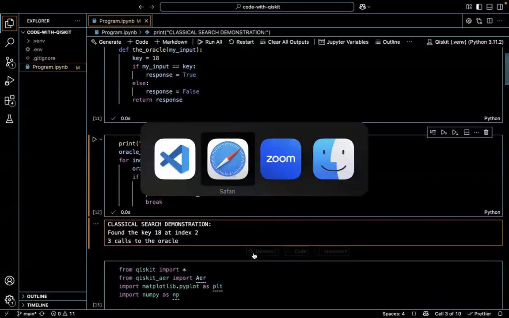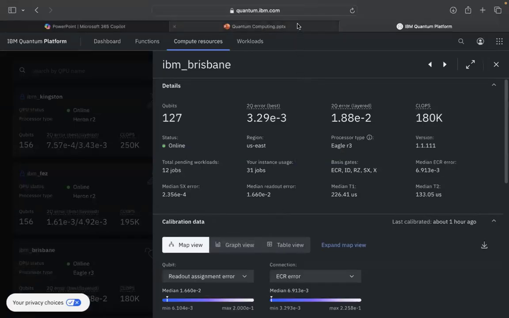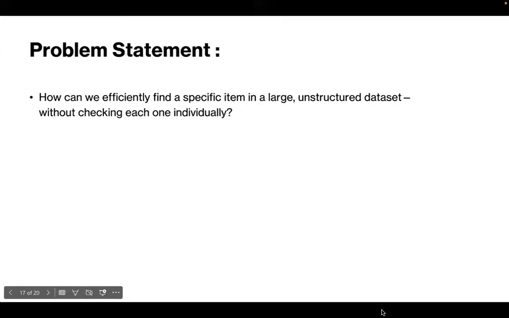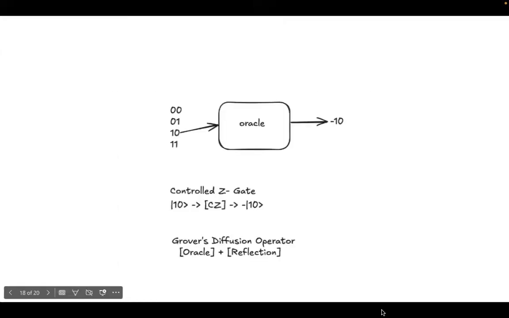Now I will show you the oracle circuit that we will be building. So this is the oracle circuit that we will be building in our program. When we have two qubits, we can represent four possible states: 00, 01, 10, and 11. Let's say our target or key is 10. That means we will input 10 into the oracle, and as per the design, the oracle will output minus 10.